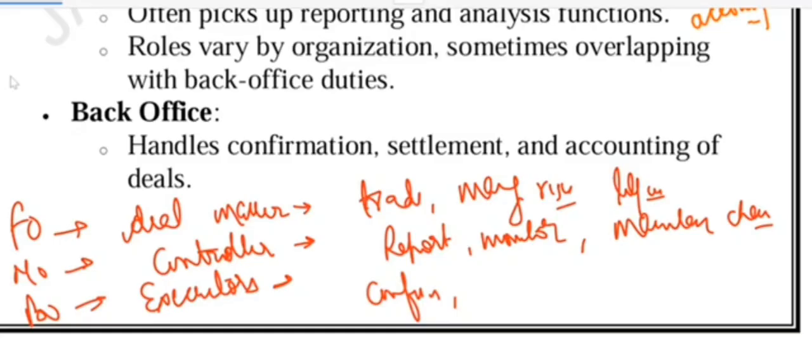So if I just summarize this in one word, you can say FO, they are in action, like in the movie. MO, they are monitoring. M for monitoring, you can think of them like that. And BO, they are the administration, admin. Okay, action, monitoring and admin. Just remember these words and the entire picture will come in front of you. That is how the treasury team functions in the bank or corporate setup.